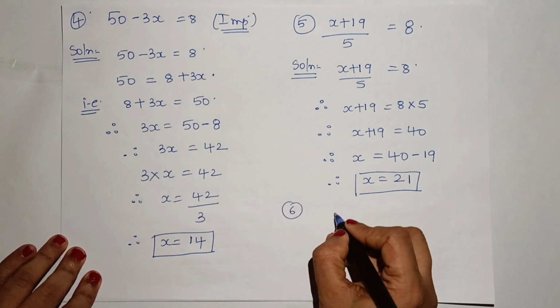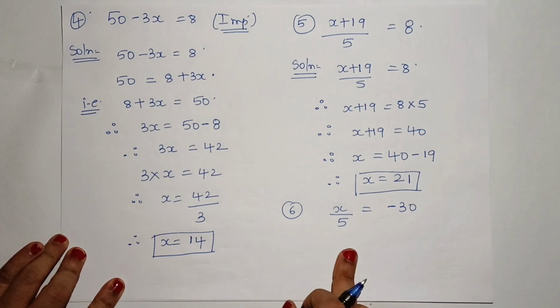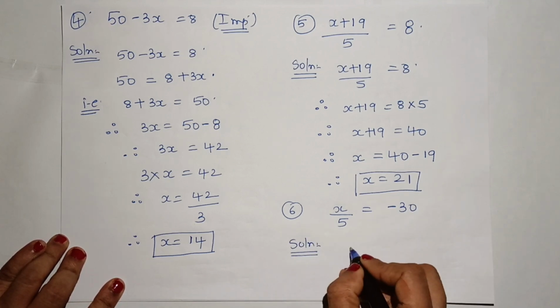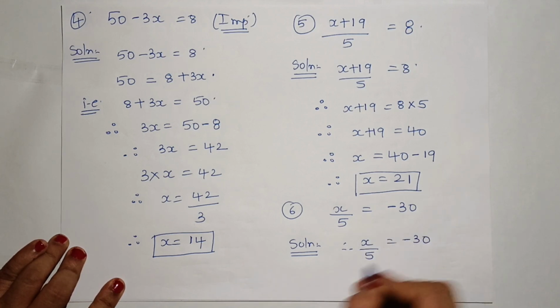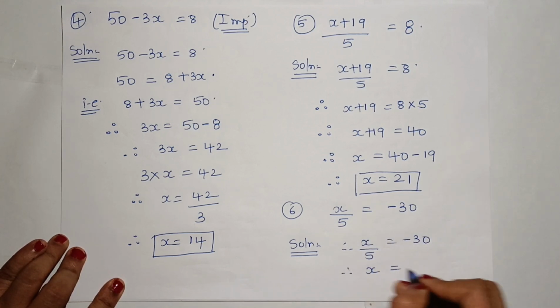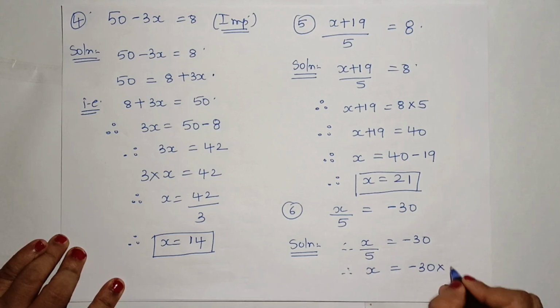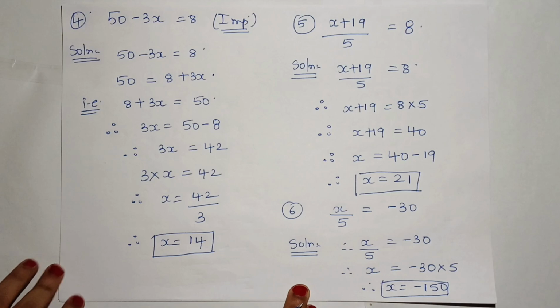Sixth one. X by 5 equals minus 30. I hope it's quite clear. Now see how to solve this sum. It's very easy. Therefore, x by 5. Okay, I have noted down the question. X is equal to what? Just write minus 30. Shift this 5 to, this sum is quite easy for you. Okay, therefore x is equal to what? Minus 150. Now let's switch to the next sum.